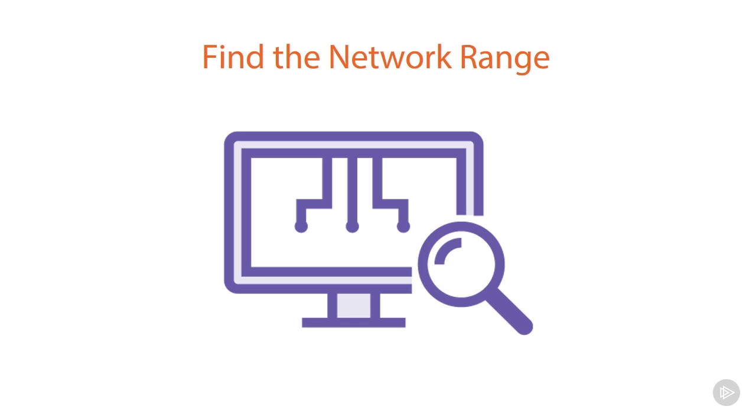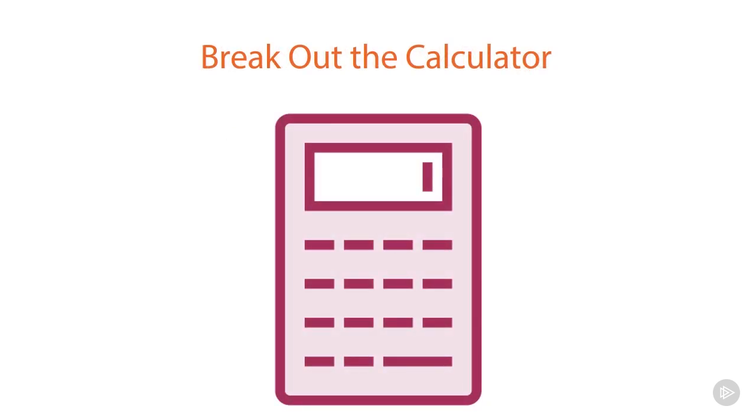After I have that range, I'm going to then need to break out my calculator so I can calculate the subnet mask, which can help me narrow down my ping sweeps. I don't want to ping an entire class A range, right? Or class B range. This would also help me with port scanning.